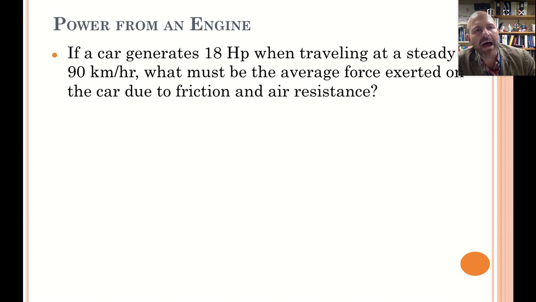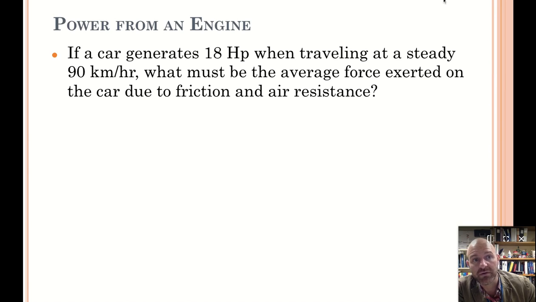So let's think about power from an engine or a motor driving a vehicle. This is the kind of thing that I think many people have asked about. What about when wheels are spinning and all of this? Well, it can get complicated, but if you imagine that a car has 18 horsepower of power output when traveling at a steady 90 kilometers per hour, we can think about what must the average force exerted on the car be, due to air resistance and friction and all the other things that the engine has to overcome to keep it going at a constant rate.